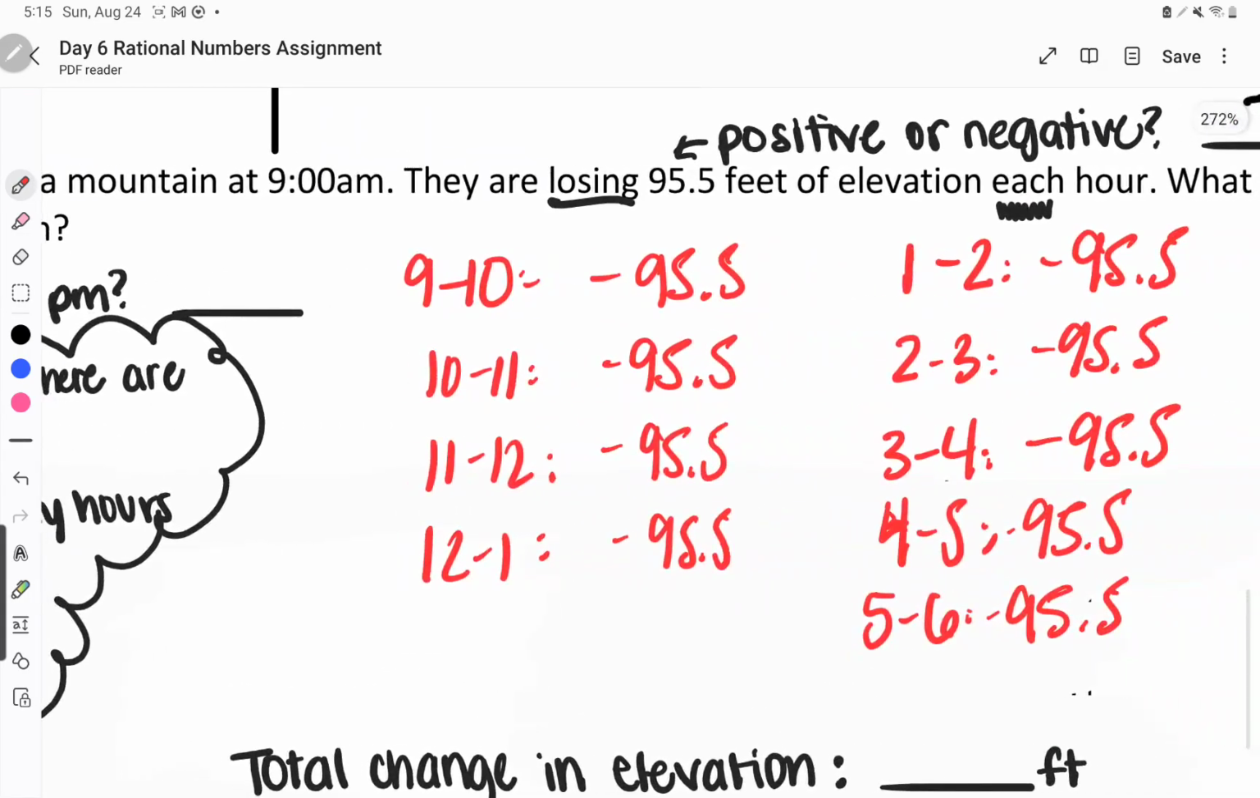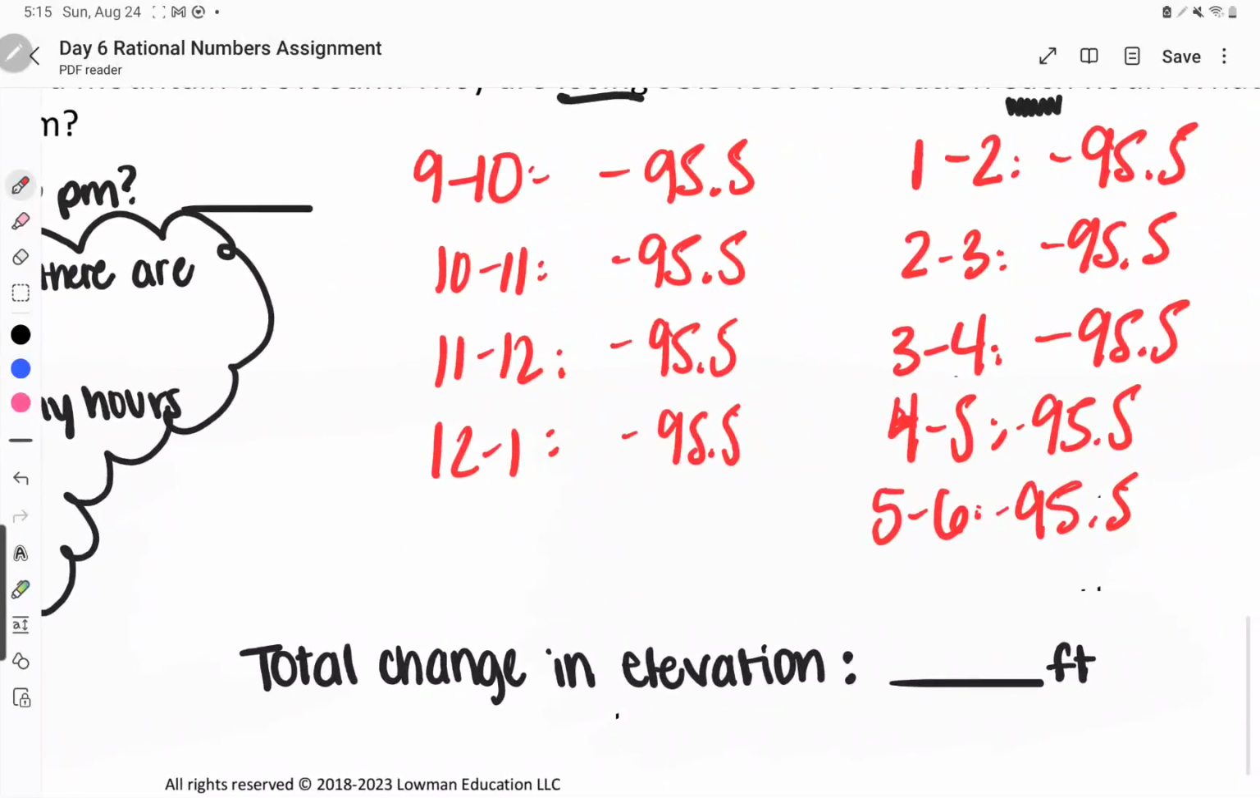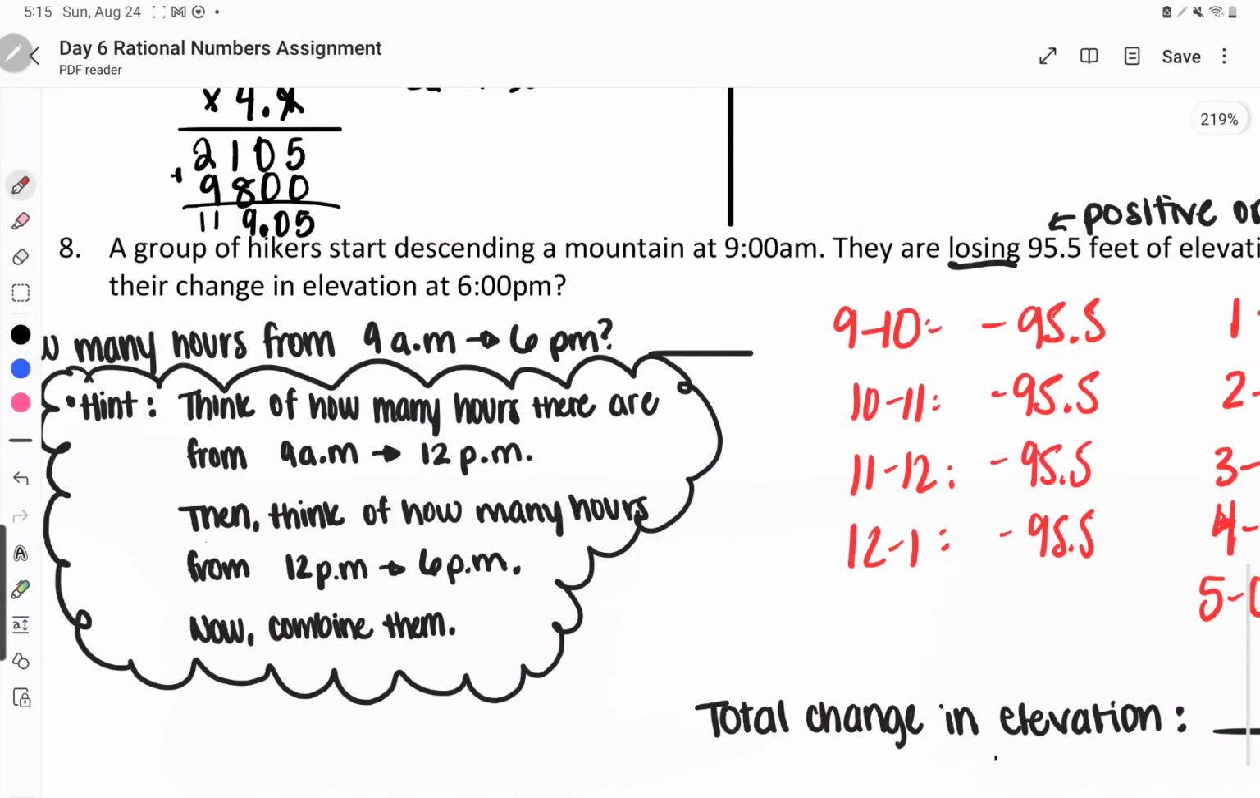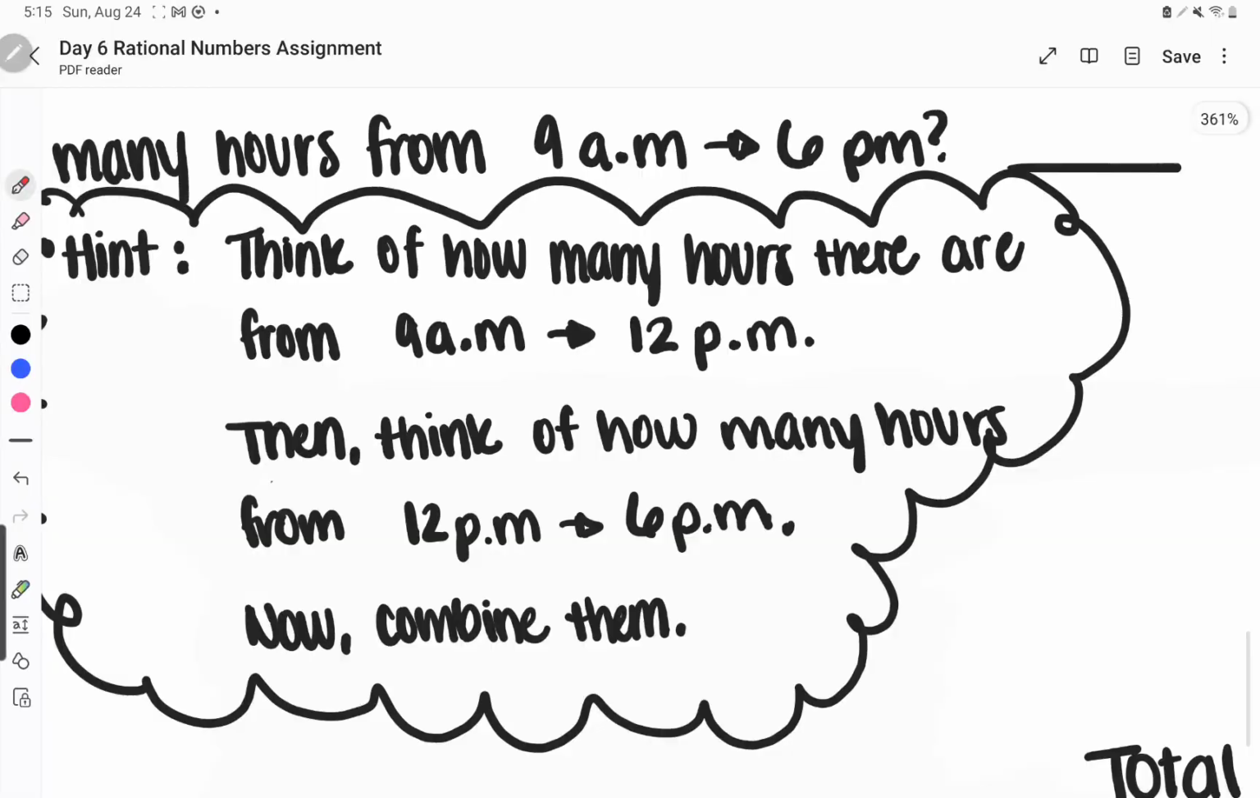Now you could count 9 to 10, 10 to 11, and so on and so forth until you figure out how many hours have passed. Or you could do it this way. I'm going to teach it to you this way, so that way you don't have to write all that out. But that's always an option. So here is the part where we'll start writing together. So I'm going to change pen colors. So everything I write from here on out, you're going to write.